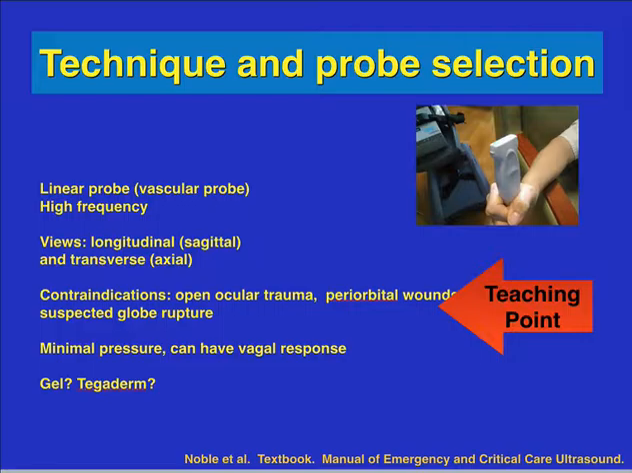There are some contraindications: open ocular trauma, paraorbital wounds, and the main one is suspected globe rupture. Some literature says that you can put an extra amount of jelly and do it, but it's one of the main contraindications. Minimal pressure can cause vagal responses, so be careful with patients who are bradycardic or hemodynamically unstable.